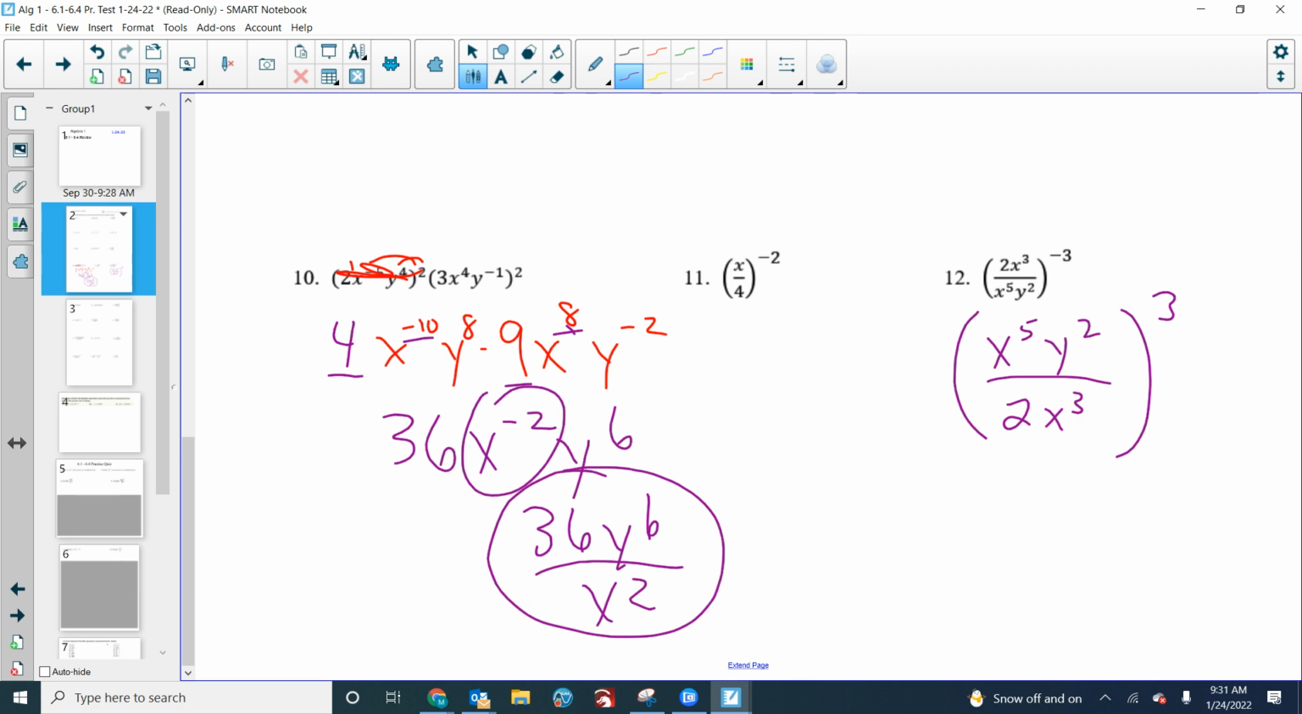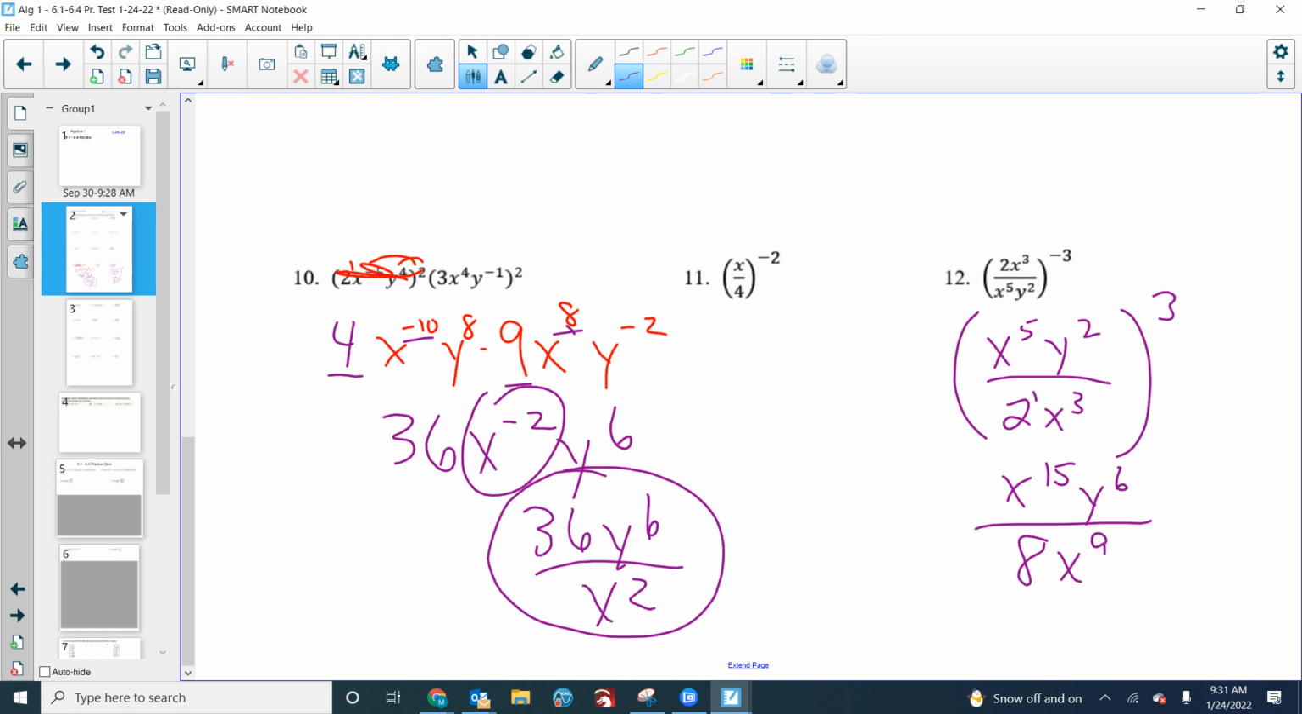Zach, what happens when I raise a power to a power? Okay, so what do you got? X to the what on top? 15. Y to the? 6. Okay, now here's the tricky part. 2 to the 1st being raised to the 3rd. Isn't it 2 cubed? What's 2 to the 3rd? 8. It's 8. Okay, 8. Okay, what's x cubed being raised to the 3rd? X to the 9. There you go.